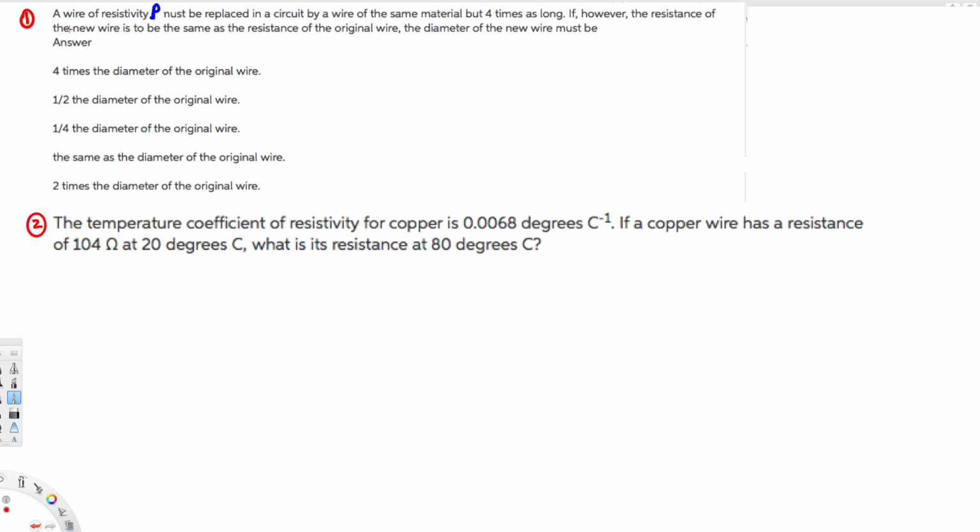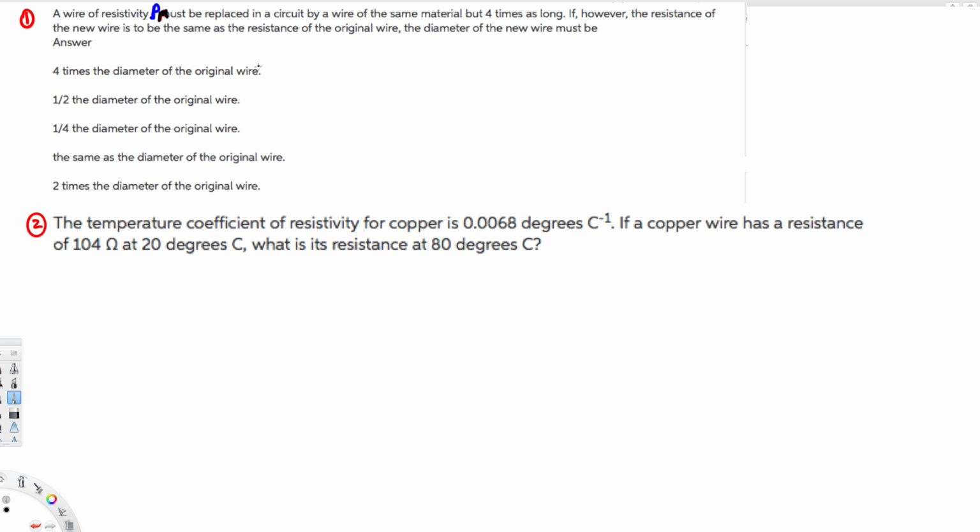The first question is asking: a wire of resistivity rho must be replaced in a circuit by a wire of the same material but 4 times as long. So if it's the same material, rho is going to remain the same. However, the resistance of the new wire is to be the same as the resistance of the original wire. The diameter of the new wire must be what? So that's the question that's asking.